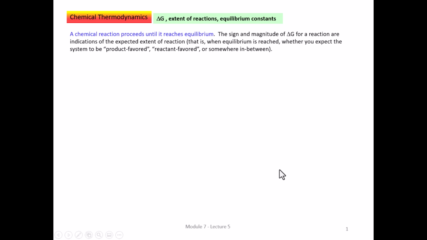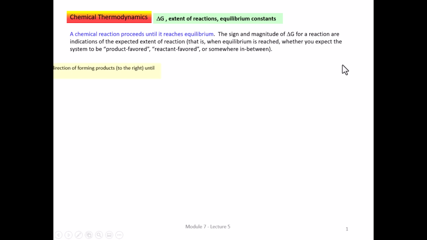A chemical reaction, as you know, proceeds until it reaches equilibrium. The sign and the magnitude of deltaG for a reaction are indications of the expected extent of reaction. That is, when equilibrium is reached, whether you expect the system to be product favored or reactant favored, or somewhere in between.